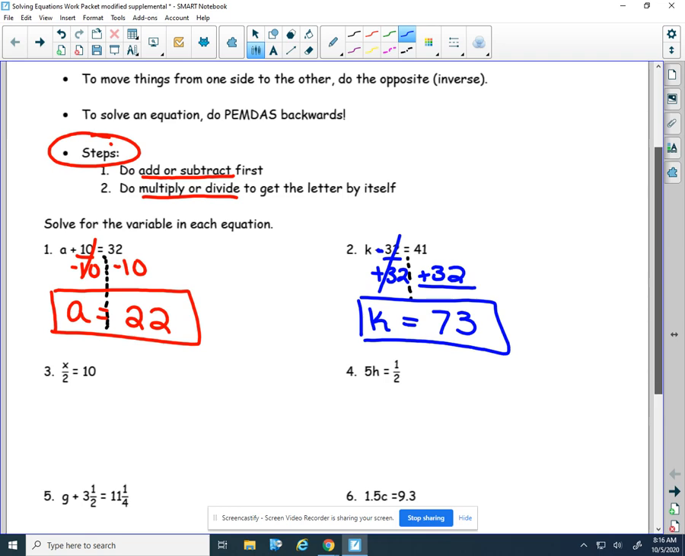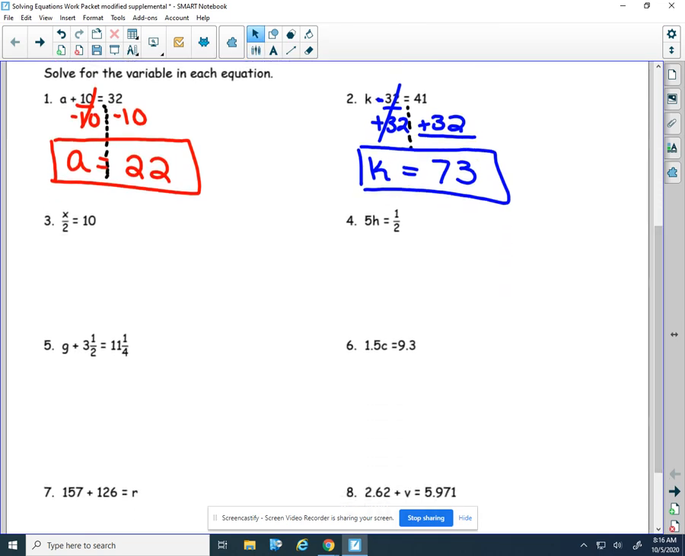Now, most people, when we're in class together, would freak out when they see number 3 because there's a fraction. And they would skip it and say, well, I can't do it. But in math, a fraction just means divide. That's it. So to solve number 3, to get the x by itself, we would say, okay, x divided by 2 is 10. What is the opposite of divide? Opposite is multiply. So you times both sides by 2. Those cancel out. And 10 times 2 is 20.